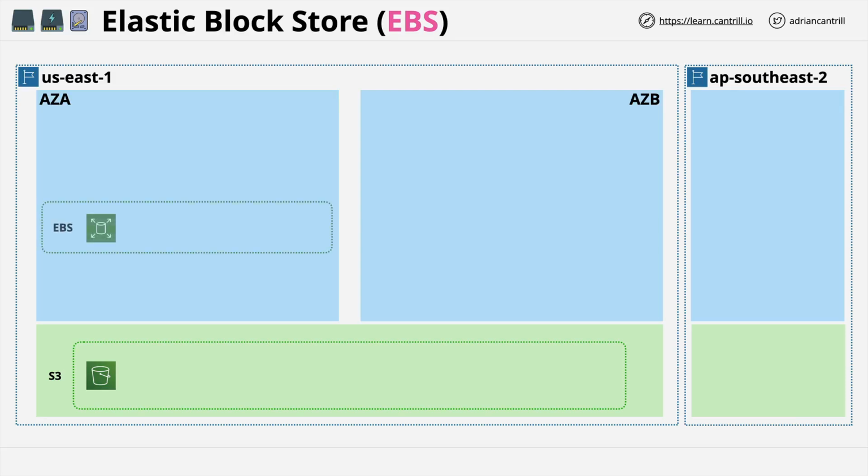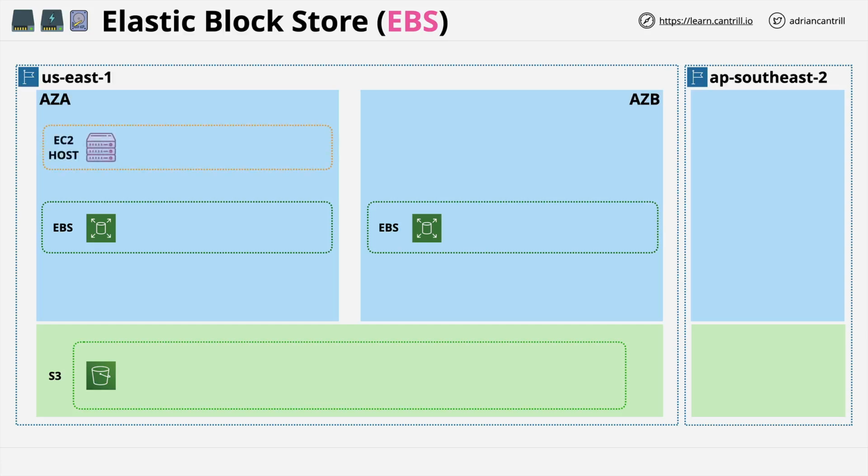So in the cut down example which I'm showing in US-East-1, you've got 2 availability zones and so 2 separate deployments of EBS, 1 in each availability zone. And that's just the same architecture as you have with EC2. You have different sets of EC2 hosts in every availability zone.